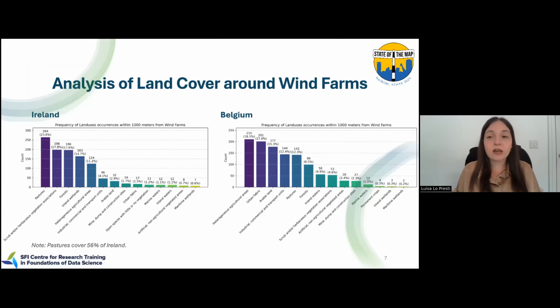And peat bogs are a really fragile ecosystem that serve as a natural carbon storage. And therefore, the presence of this infrastructure near those lands need to be monitored very carefully in order to prevent possible negative impacts on the environment.